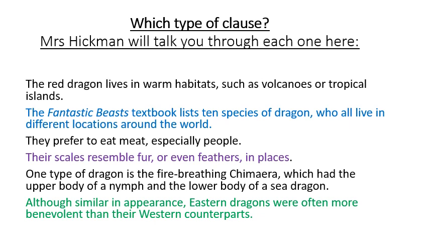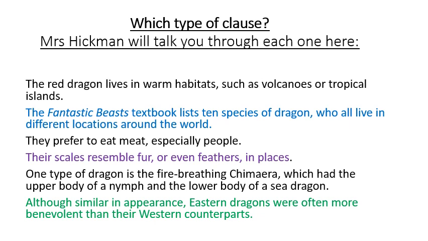Here we have a few different examples of sentences with lots of different clause types. I will read them and see if you can guess which one is which. The red dragon lives in warm habitats such as volcanoes or tropical islands. The Fantastic Beasts textbook lists 10 species of dragon who all live in different locations around the world. They prefer to eat meat, especially people. Their scales resemble fur or even feathers in places. One type of dragon is the fire-breathing chimera, which had the upper body of a nymph and the lower body of a sea dragon. Although similar in appearance, Eastern dragons were often more benevolent than their Western counterparts.